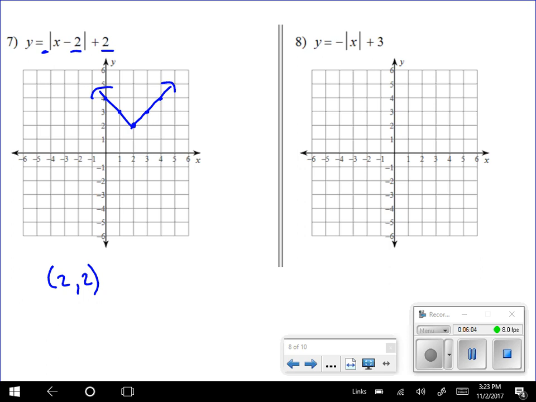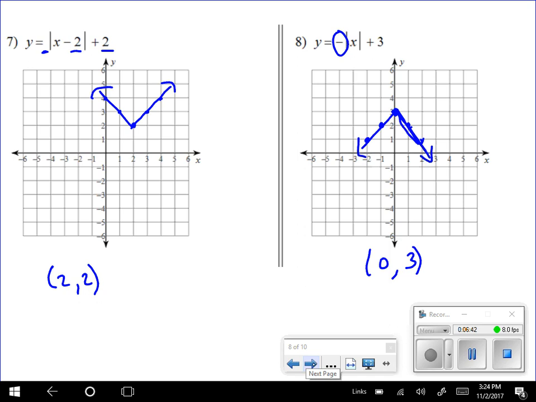Okay. For number 8, if I'm looking for my vertex, I don't have anything inside the absolute value, so that's going to be at 0. Then outside I have 3, so that's going to move us vertically. And then we notice that it's negative, so it's reflected, so it's going to be going down. So at 0, 3, we're going to be going down. Over 1, down 1, over 1, down 1, over 1, down 1, over 1, down 1. Oops. Try to use a straight edge if you can, piece of paper, whatever works.